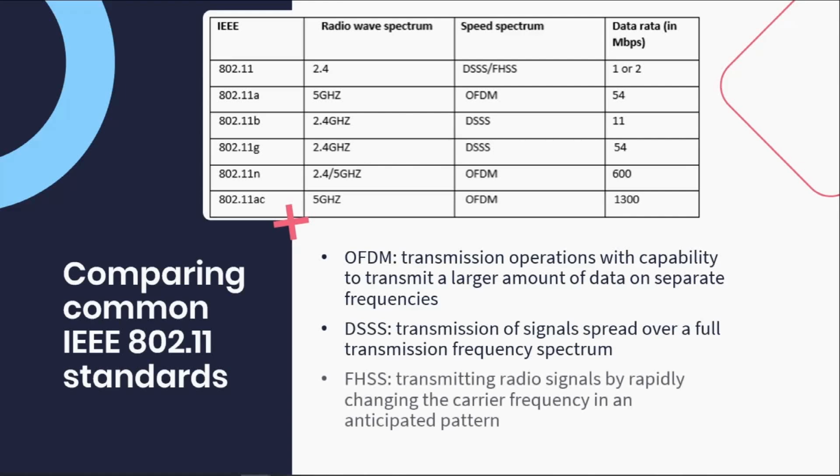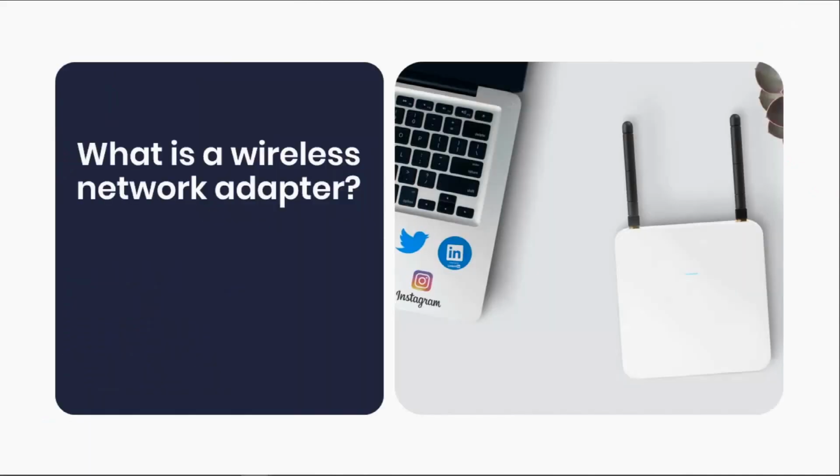And then FHSS, frequency hopping spread spectrum, dictates the application of narrowband signals that change frequencies in an anticipated pattern. An example of this is Bluetooth. We started this lesson by explaining that wireless networking is when network devices communicate wirelessly using radio waves that travel at different frequencies. And these frequencies are captured by a wireless network adapter.